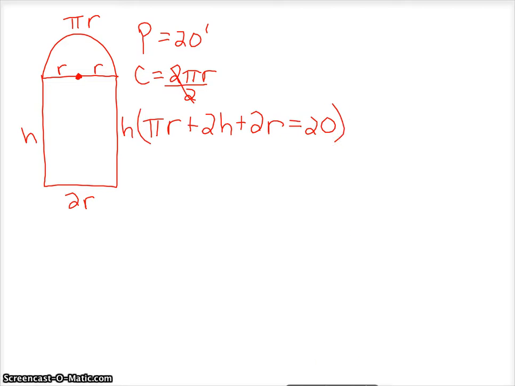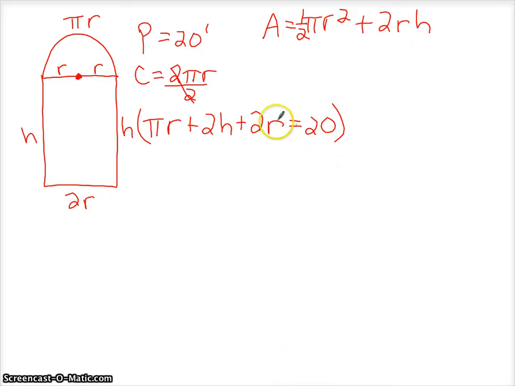Now, they want us to maximize the area. So the area of a circle is pi r squared, but I only want half of it, so I do 1/2 pi r squared. And then the area of the rectangle would be the 2r base times the height, so I get 2r times h. So this is the formula we're going to use to find the area. Now the issue, like a lot of the problems we've done in class, is that I have everything in terms of r and h, and I want everything in terms of the same variable.